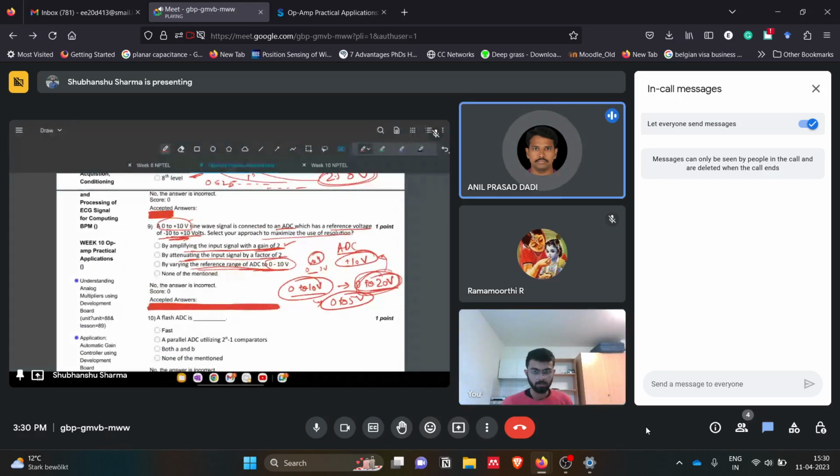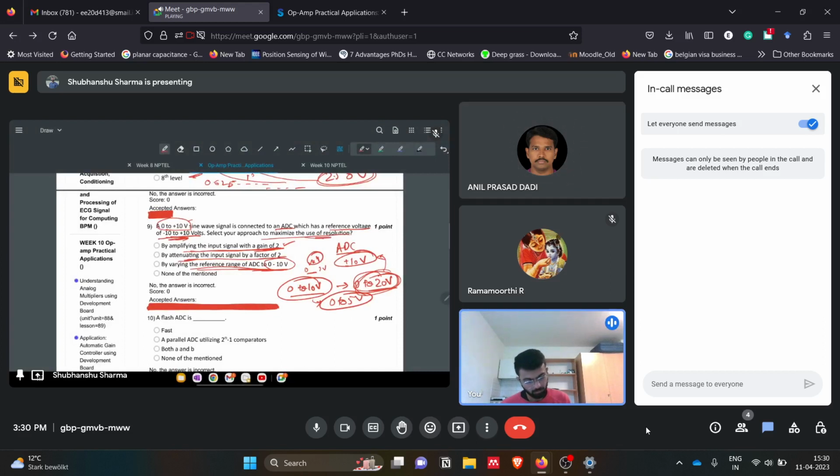But we want the maximum resolution. Maximize the use of resolution. So see, in this case, it will be 10 by 2 to the power n, whatever the n will be. But in this case, it was 20 by 2 to the power n. So here the resolution is high. Here it is less. Okay.